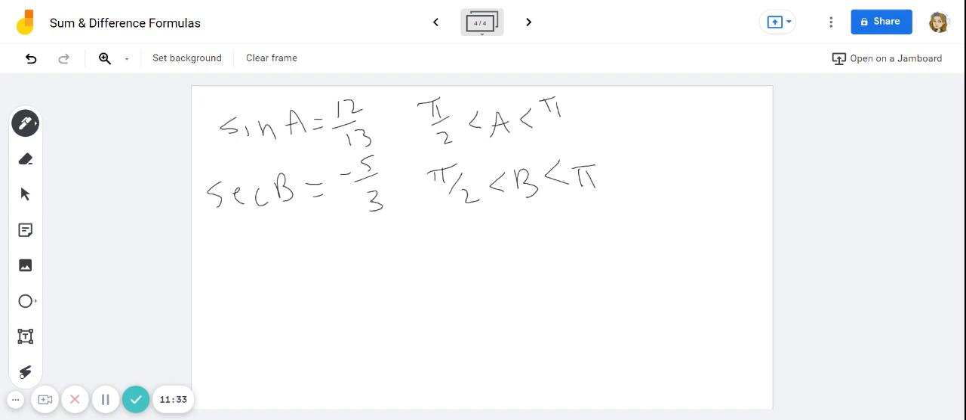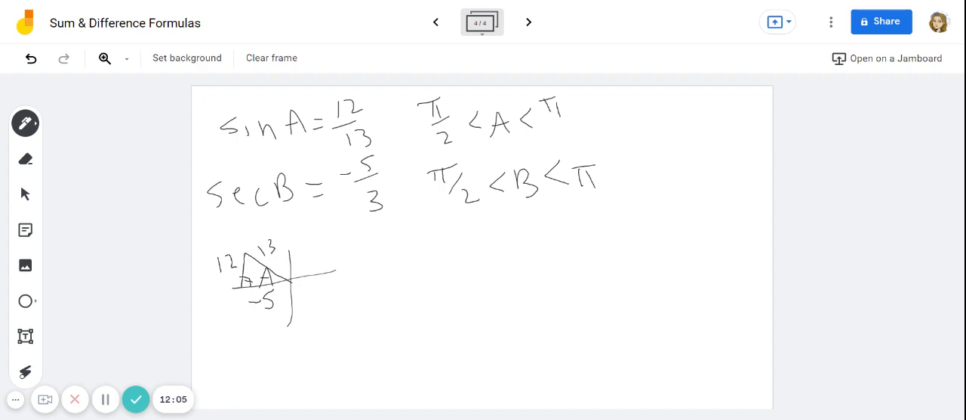Immediately, what you want to do is set up a picture. We're in the second quadrant. Okay, so let's look at A first. So A is in the second quadrant. That's supposed to be a right angle there. Okay. They tell us that sine is 12 over 13. Think about what sine is. Sine is opposite over hypotenuse. So that's 12 over 13. And this is an easily recognizable triple. Okay, our other side should be 5. And since we went to the left, we're going to call that negative 5.